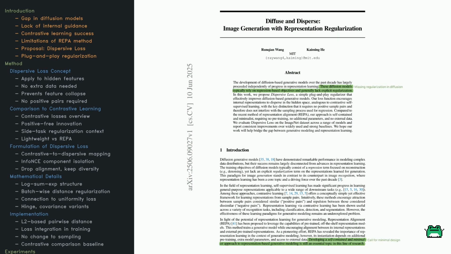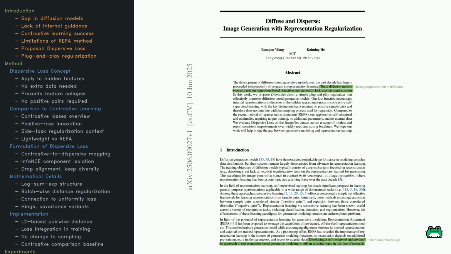Let's kick things off by looking at the problem this paper is tackling. Diffusion models have become state-of-the-art for generating images. But there's a catch. They don't really take advantage of the progress we've made in representation learning. These models are usually trained with a regression loss. Basically, the model learns to reverse the noise process and reconstruct clean images. But there's no guidance on what kind of internal representations the model should learn along the way.